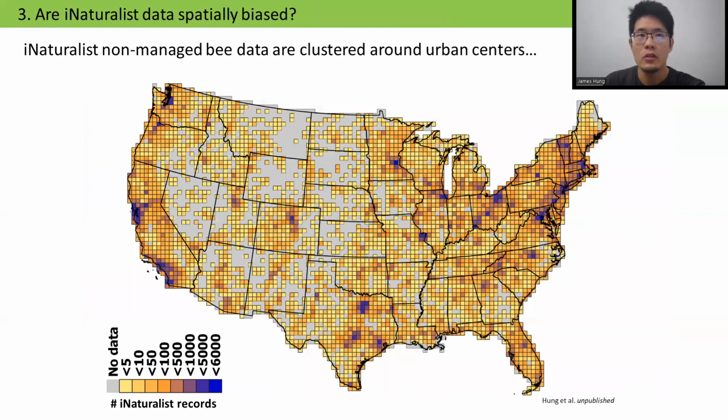Next, regarding the issue of biases, spatially speaking, we see that the iNaturalist dataset of wild bees do in fact reflect overall human settlement patterns.